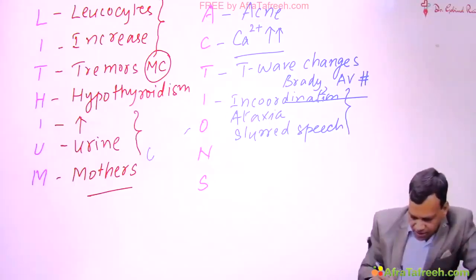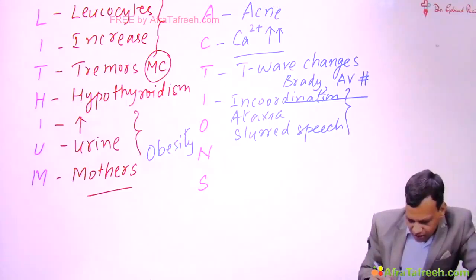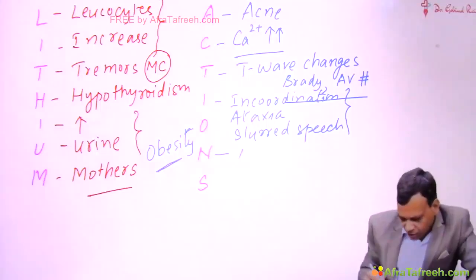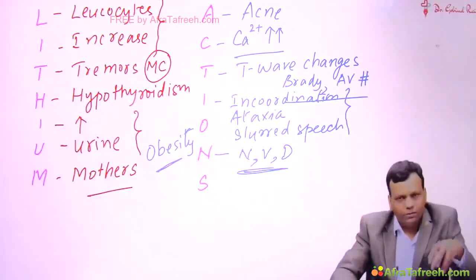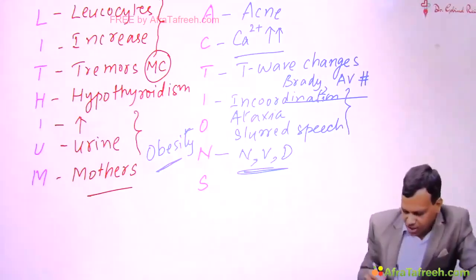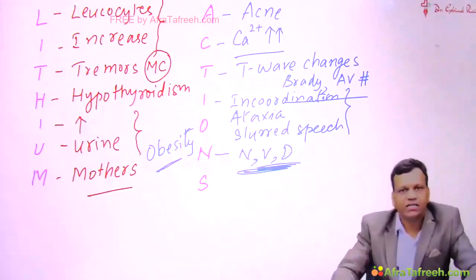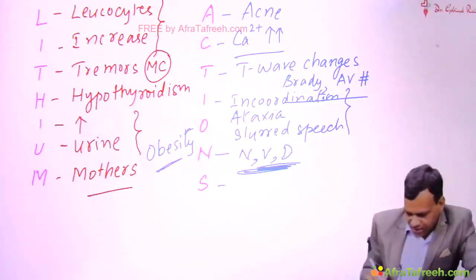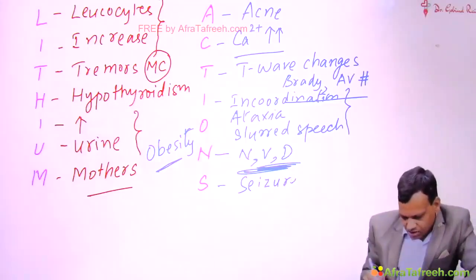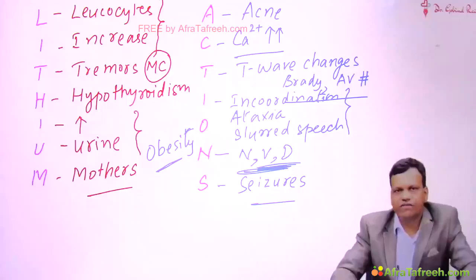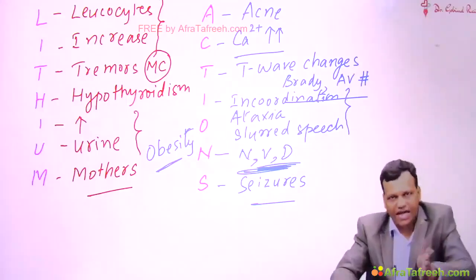Then O means obesity. Lithium causes significant weight gain. This is important. Then N for nausea, vomiting, and diarrhea. GIT problems. Normally, almost any drug can cause GIT problems, but it is important in lithium because if a person develops vomiting and severe diarrhea, these point toward lithium toxicity. So we should be careful. Lastly, S for seizures. Lithium can cause seizures in overdose. So these are the major actions of lithium. Very, very important. You can remember them as lithium actions.